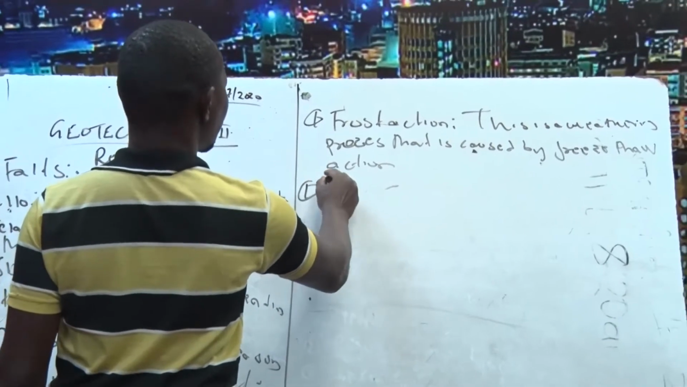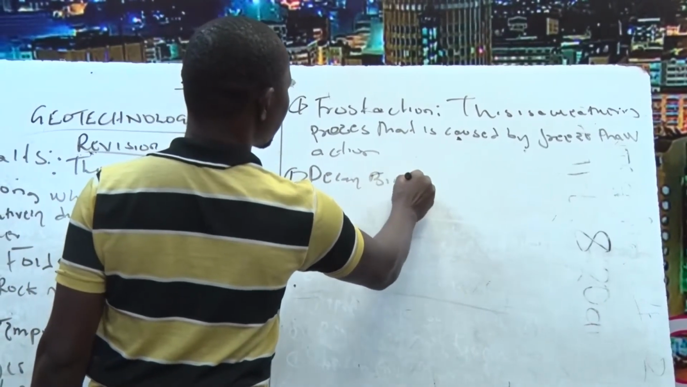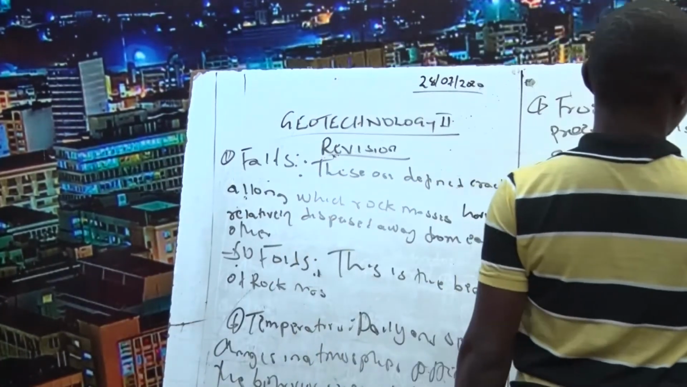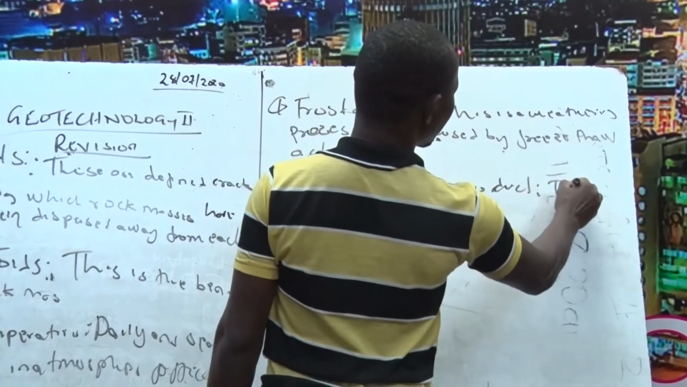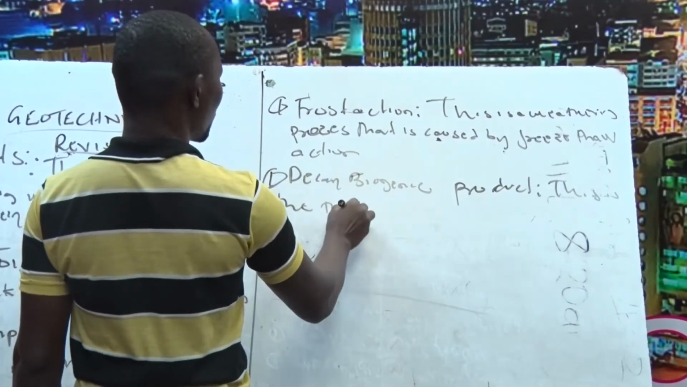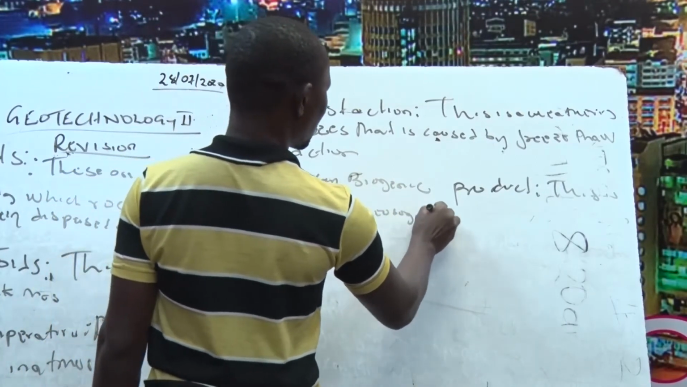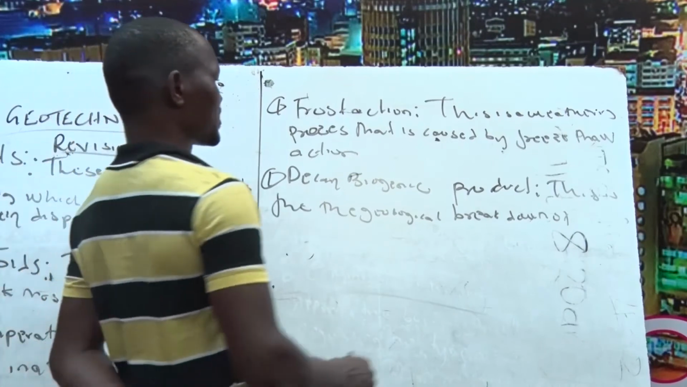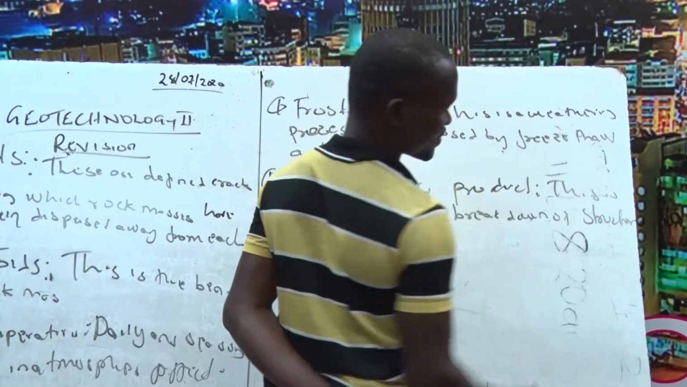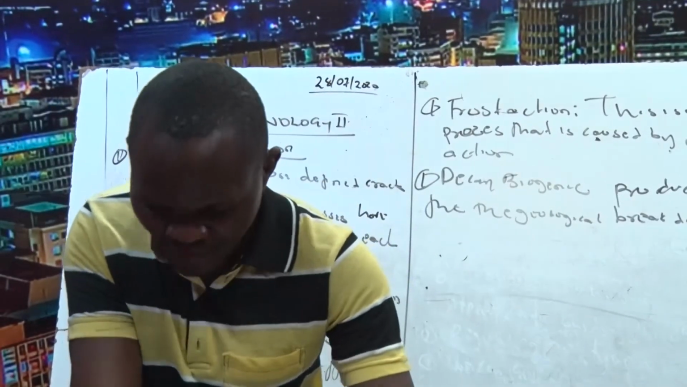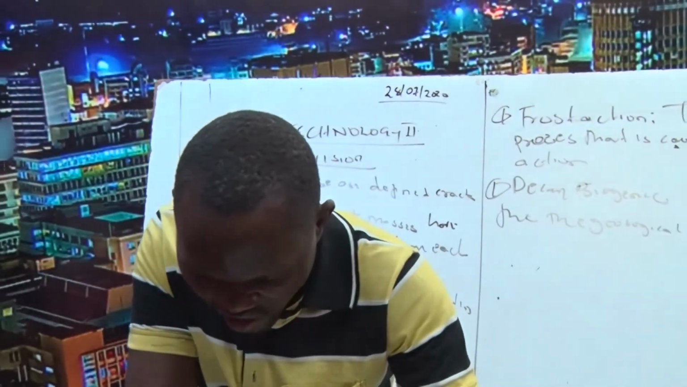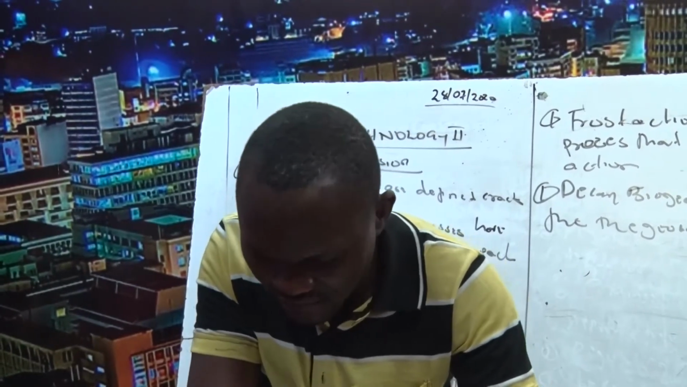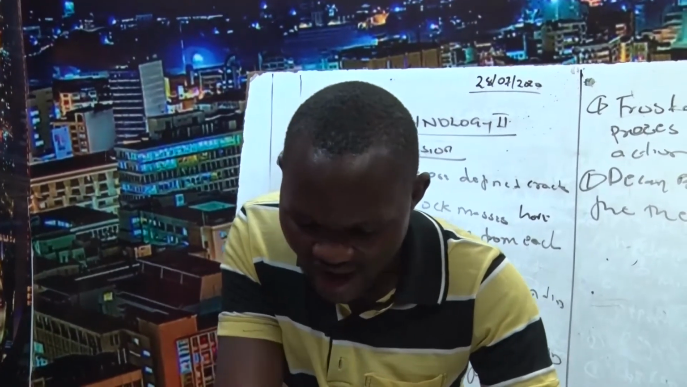Decay biogenic product. I say this is the geological breakdown of structures. Then the next question, we are supposed to define the geological effects on faults. So we have it causes downthrown and upthrust as one of the effects.